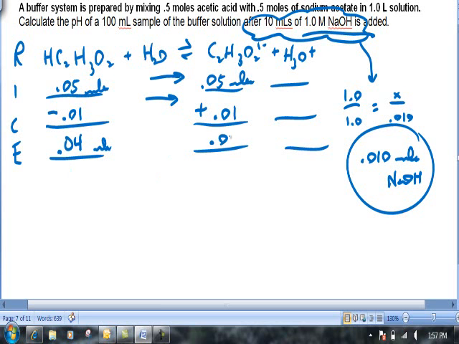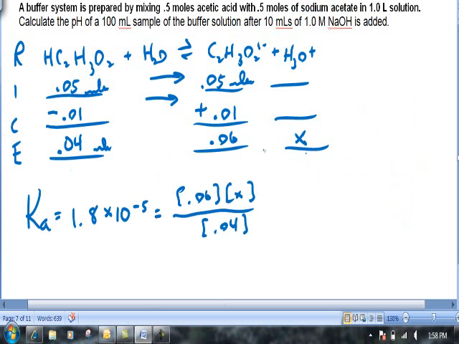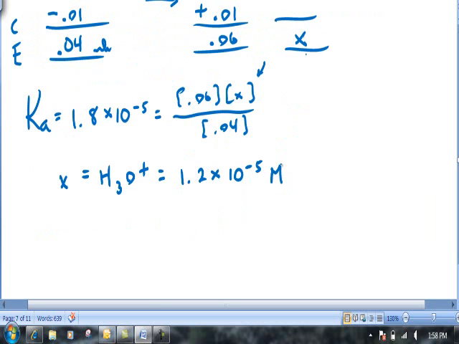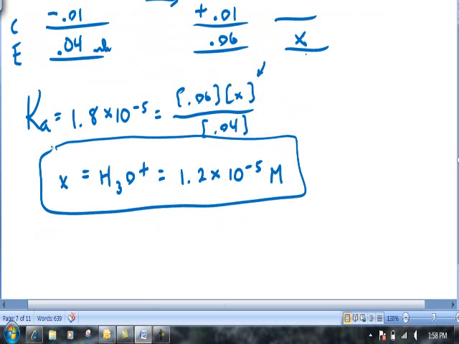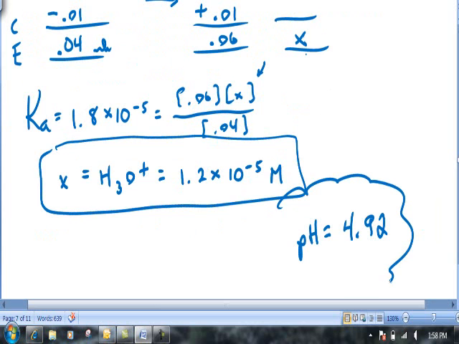The salt becomes 0.06. The H3O+ becomes X, whatever it needs to be once the system re-equilibrates after the equilibrium shift. We can set up and use our Ka expression to solve for the H3O+ concentration. After the system is re-equilibrated, the H3O+ comes out to be 1.2 times 10 to the negative fifth molar, giving the system a pH of 4.92 after the addition of the base.